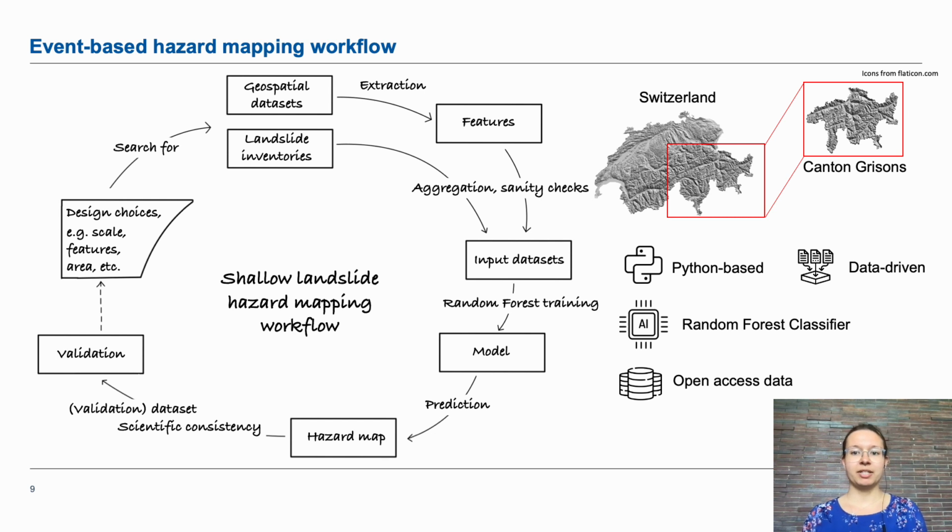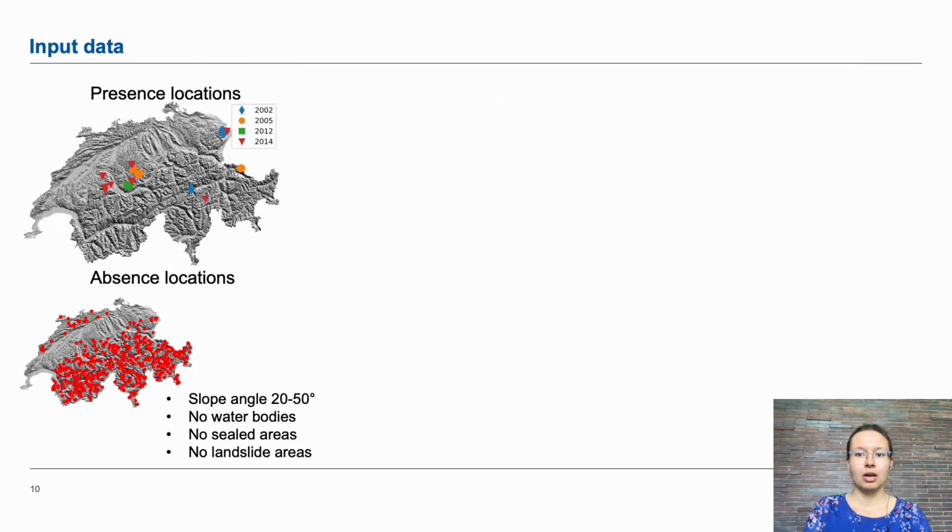This workflow has been set up while working on the test case scenario of rainfall-triggered shallow landslide hazard in the Swiss canton Grisons. For generating the hazard maps for this test case scenario, we relied on open access data only to ensure reproducibility of our results. Before we can go to the time-dependent hazard mapping, I would like to take the opportunity to talk about the random forest and the necessary input datasets.